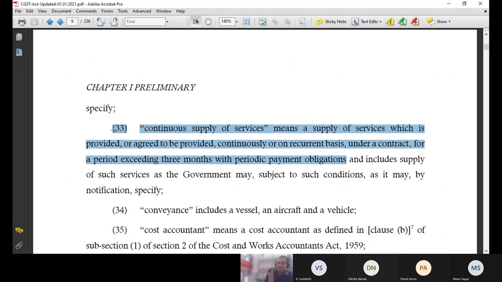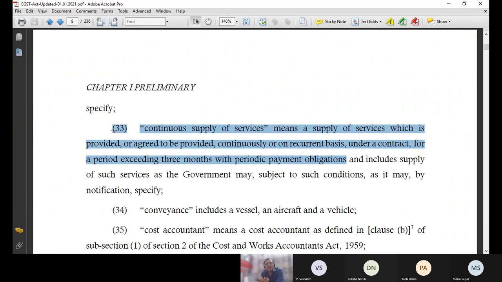Here also contract is must between the supplier and recipient for a period exceeding 3 months. Now this time period was not mentioned in case of continuous supply of goods, but it is mentioned in case of continuous supply of service. If the supplier and recipient's agreement for supply of service is less than 3 months, you cannot call it as continuous. So in this, the contract between the supplier and recipient must be exceeding 3 months with periodic payment of obligation. That's it. So in case of continuous supply, regular payments are involved. And the contract to supply the service is exceeding 3 months.